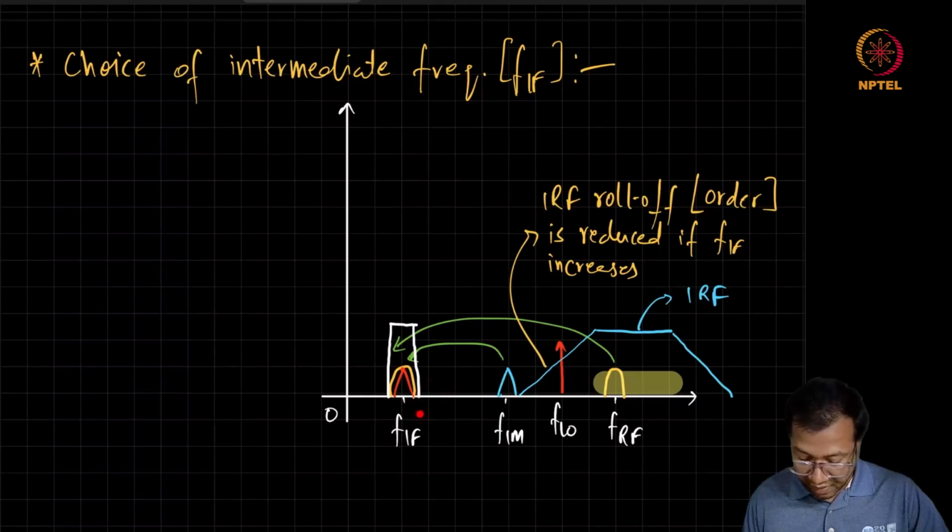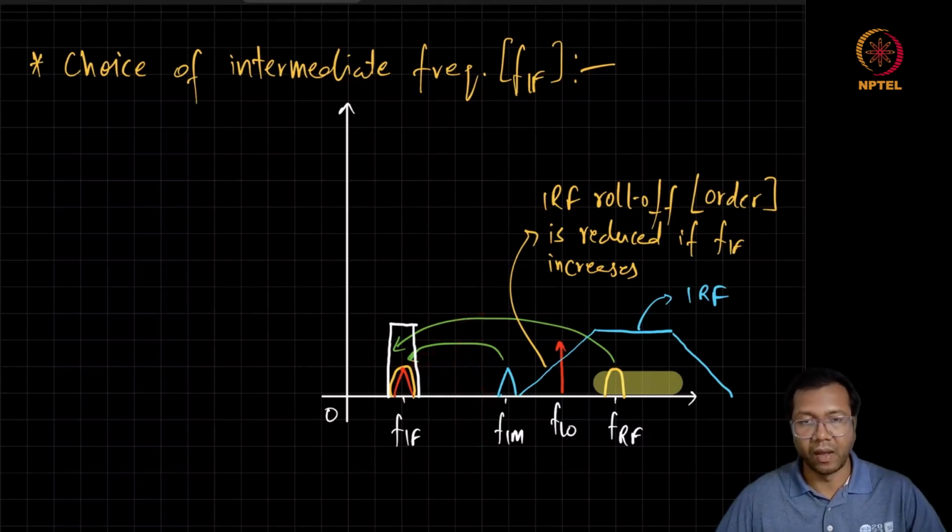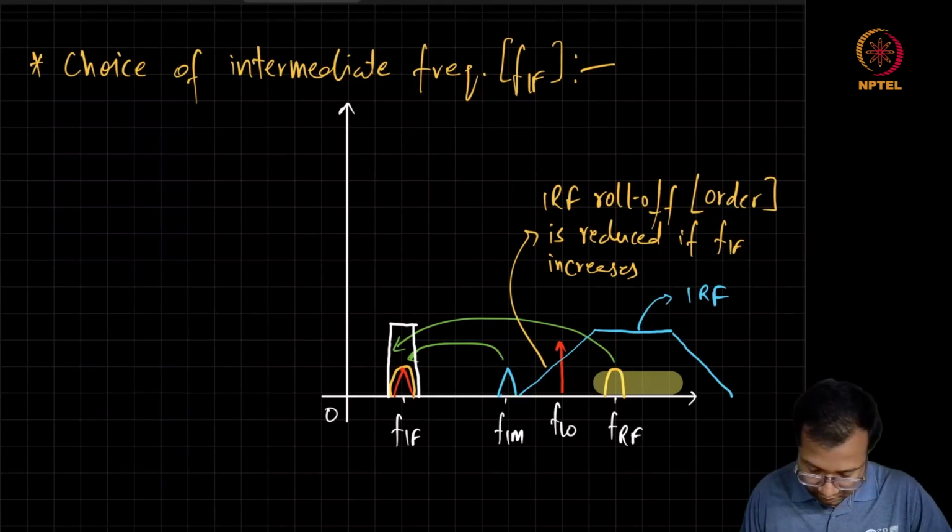But if the intermediate frequency is increased, then we need to design a filter which again gives the same kind of attenuation in a very narrow frequency offset, but with an IF frequency which is higher. To design such a filter, we see that it is going to have a higher quality factor or higher roll-off, which in turn leads to an increase in the order of the channel select filter. This is your channel select filter.